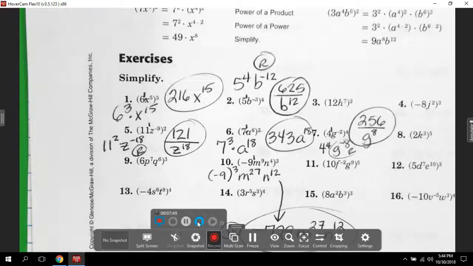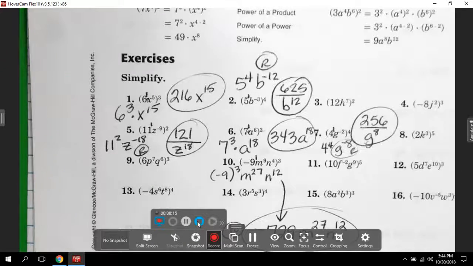Each value inside the parentheses, you're going to take its exponent and you're going to multiply it to the exponent on the outside. If you have any negative exponents, only those with negative exponents will you worry about changing them to their reciprocal, just like we did on problem number 5, problem number 7, and problem number 2.